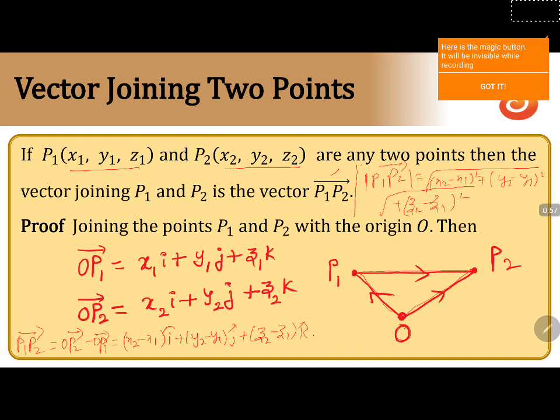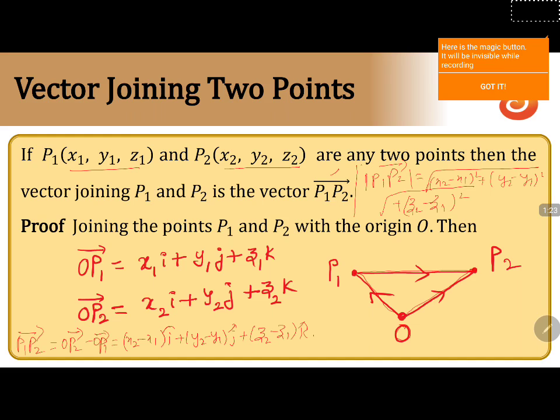So if we put an arrow mark above P1P2, the tail of the arrow should start from P1 and the head of the arrow should be at P2, stating that the initial point is P1 and the final point is P2. Now, joining the points P1 and P2 with the origin will give a triangle-like structure.